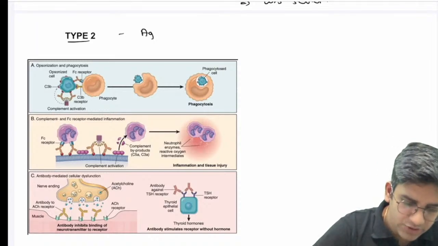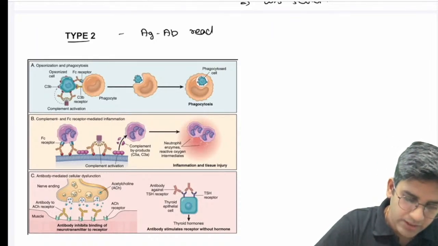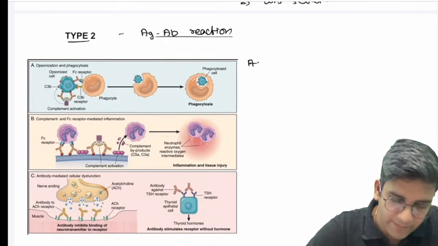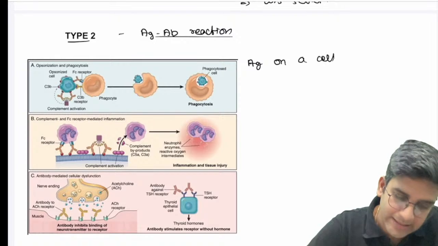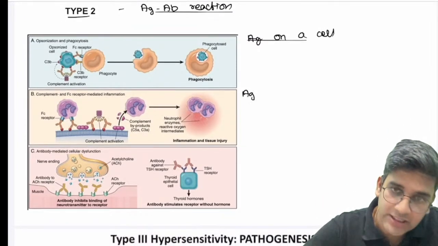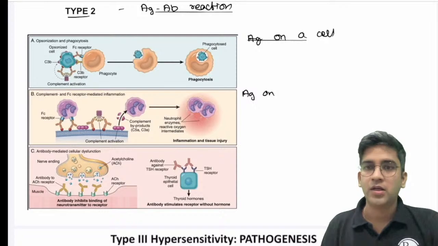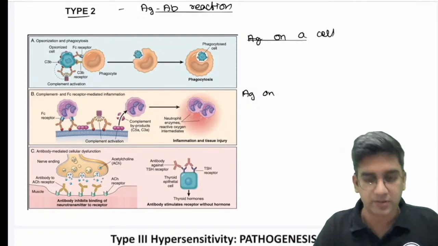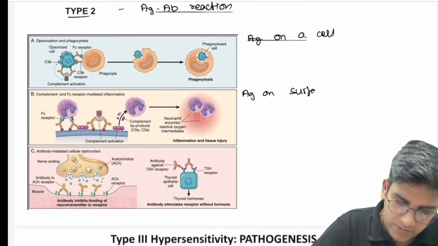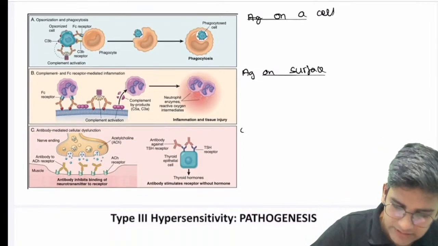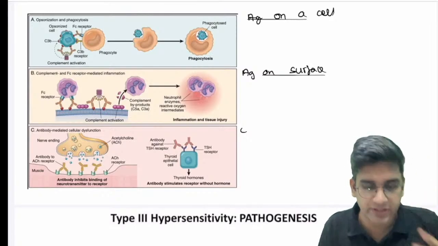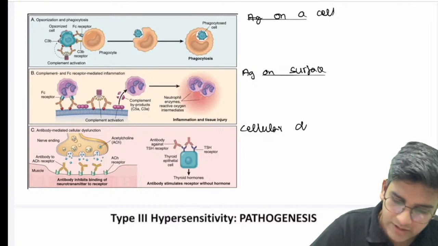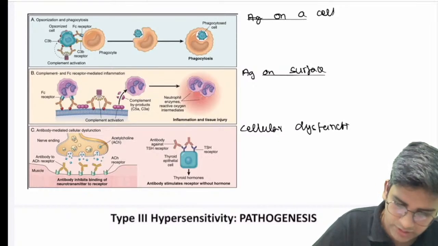Type 2 is antigen antibody reaction. So in type 2, there are 3 subtypes. One is when the antigen is on a cell. Second is the antigen is on a surface. It is exactly like allergy. The only difference is it's not IgE mediated. That's all. Fine. The first 2 are destruction of the cells. Next is dysfunction. Third is cellular or receptor level dysfunction. It's not destruction. Fine. Okay.